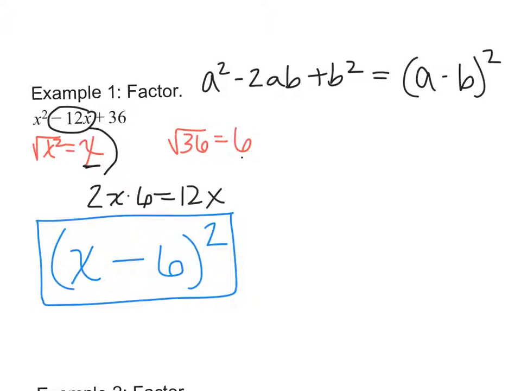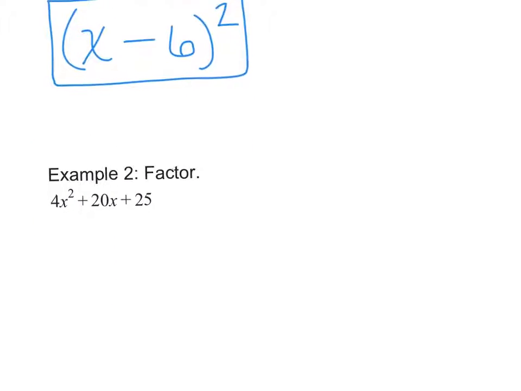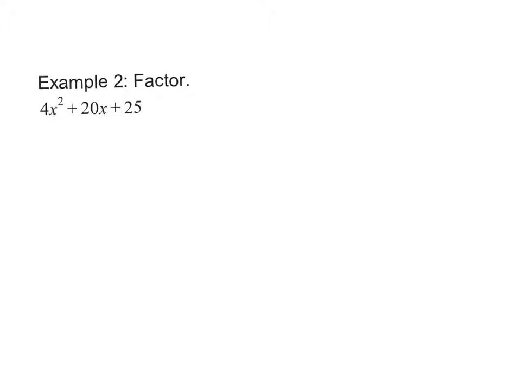Is that better? Sorry. Let's do one more like this. Yes, it is. Now let's try one more like this. You ready? All right. Example number 2. We're going to factor 4x squared plus 20x plus 25.